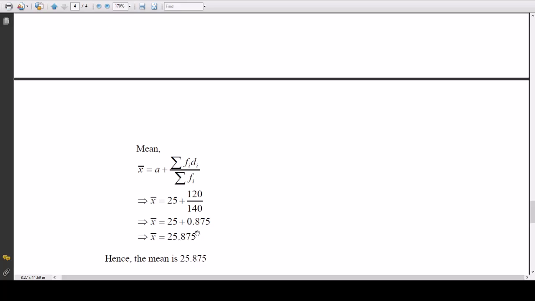That means the result from the first method and the second method is the same. You are getting the same mean, 25.875. Okay, let us try with the third method. Are we getting the same value or not?